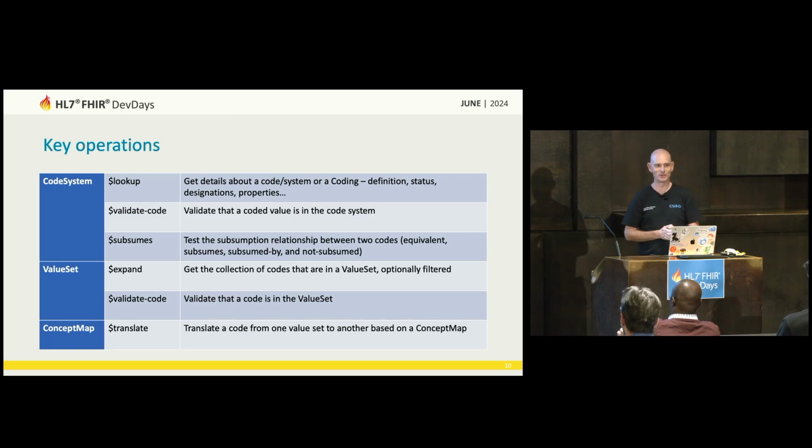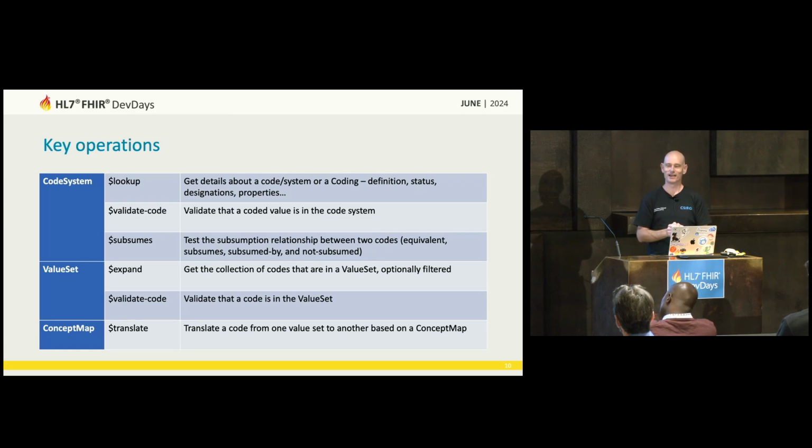So it's really, given this code, find out for me what this code translates to in that concept map. What are the other codes on the other side of the map? You can actually use translate in reverse. So even though I did say before maps are unidirectional, there is a reverse flag on translate.